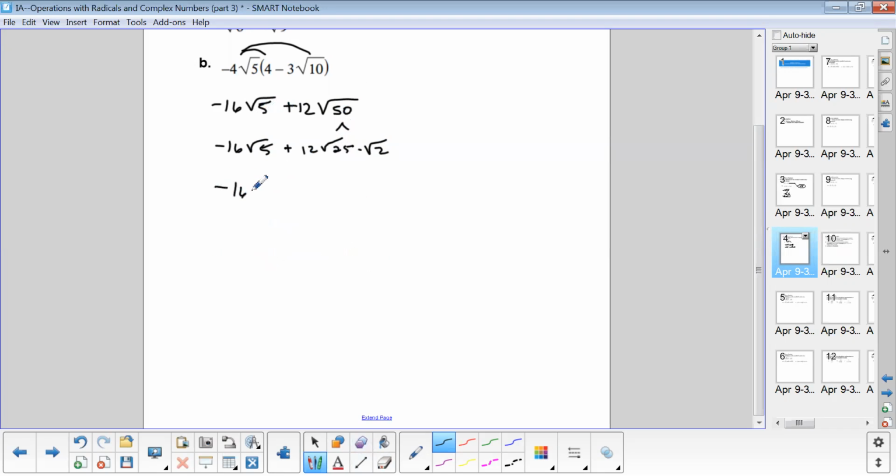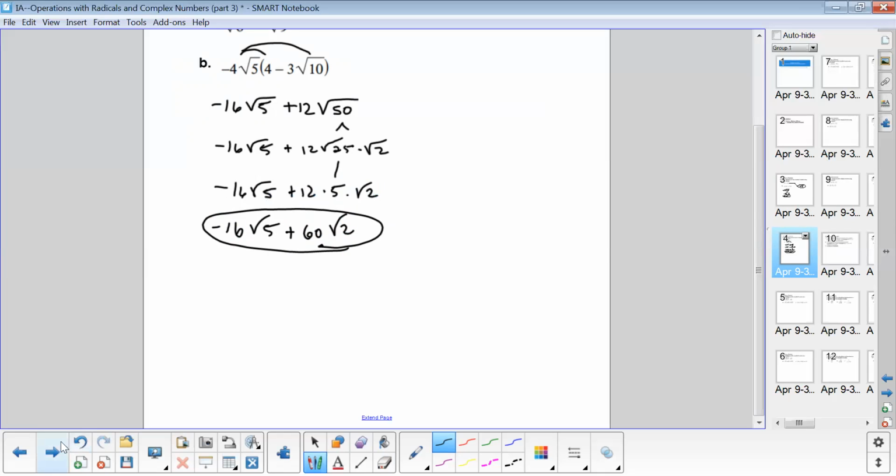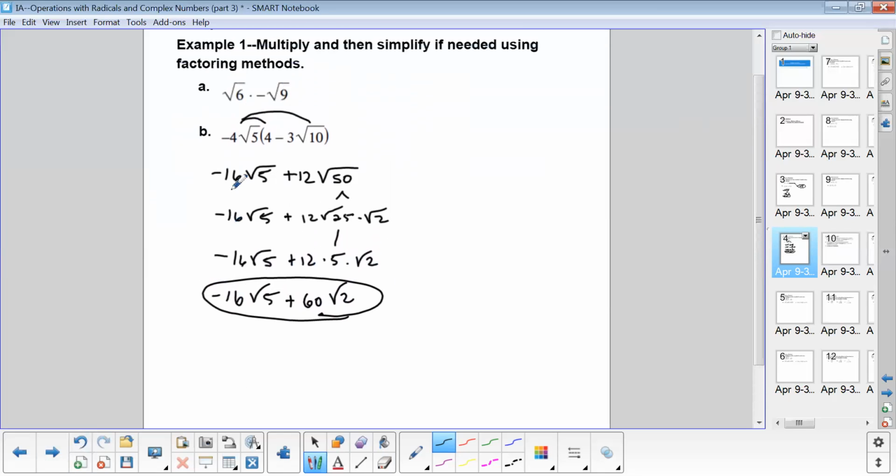So I have -16 square roots of 5 plus 12, and then the square root of 50 becomes 5 times the square root of 2. So I get -16 square roots of 5 plus 60 square roots of 2. I am finished. I simplified because I cannot add square roots of 5 and square roots of 2. So when you're multiplying, you can multiply the radicands and then look to simplify.